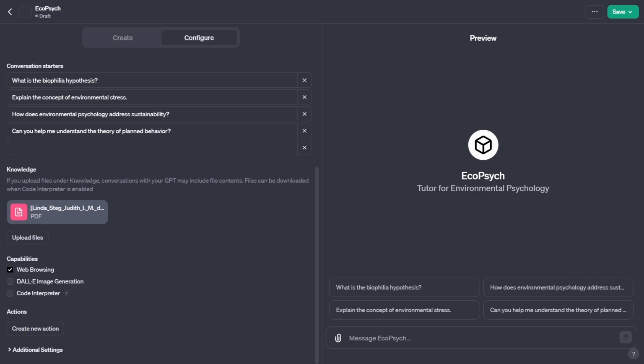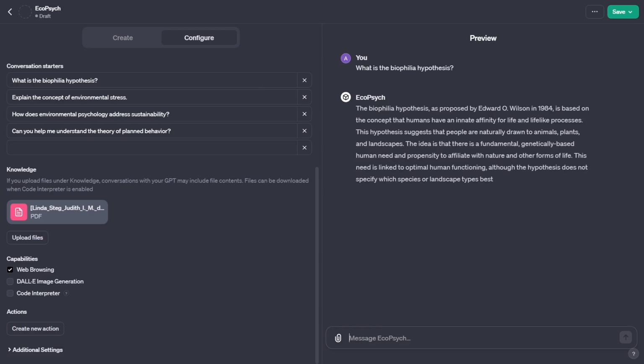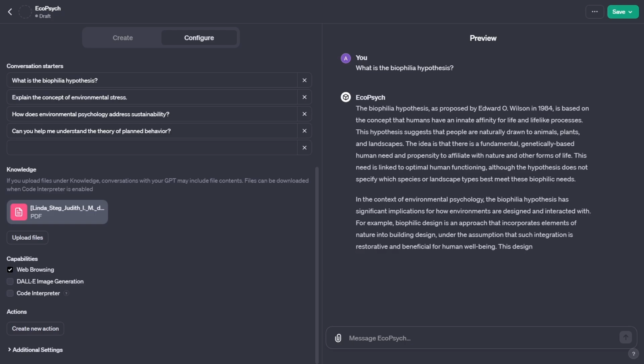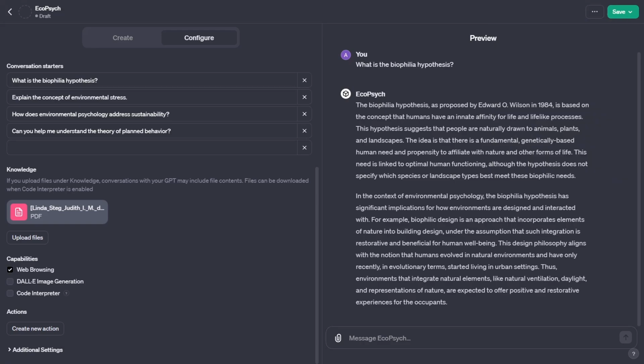Let's preview it. Let's see how it is, right? So for example, let's say, what is the biophilia hypothesis? Searching its knowledge just like it should with this PDF of the textbook. You can say, boom, right? It goes here, explains everything very nicely. Let's see, right? Gives an example, for example, right? And yeah, guys, this is basically what you do, right?